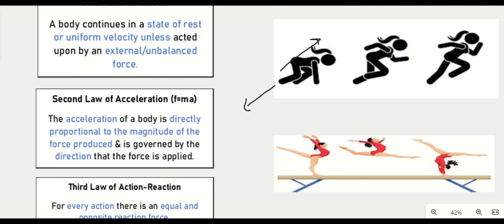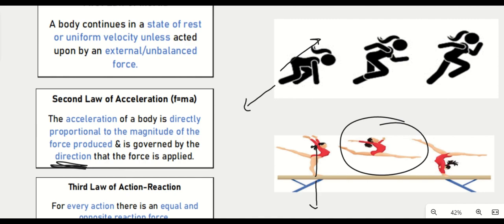And this is important, this bit about it being governed by the direction that the force is applied. The gymnast is going to apply a muscular force down to the beam, but the thing that's going to make her accelerate, the thing that's going to make her move, is that the beam is going to apply a reaction force back on the gymnast. And obviously, the more force she applies down, the more force acts up on her, so the faster she'll accelerate upwards, giving her the height to complete whatever move, whatever leap it is in the air.